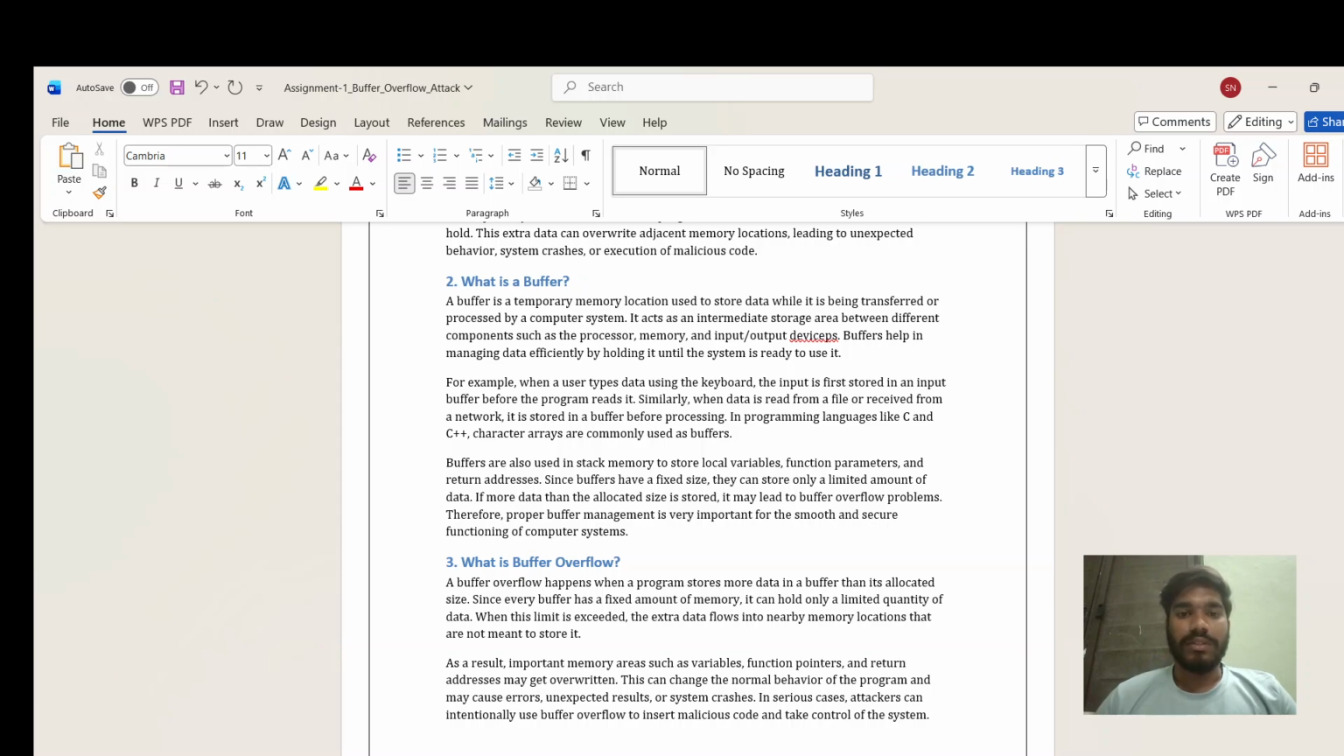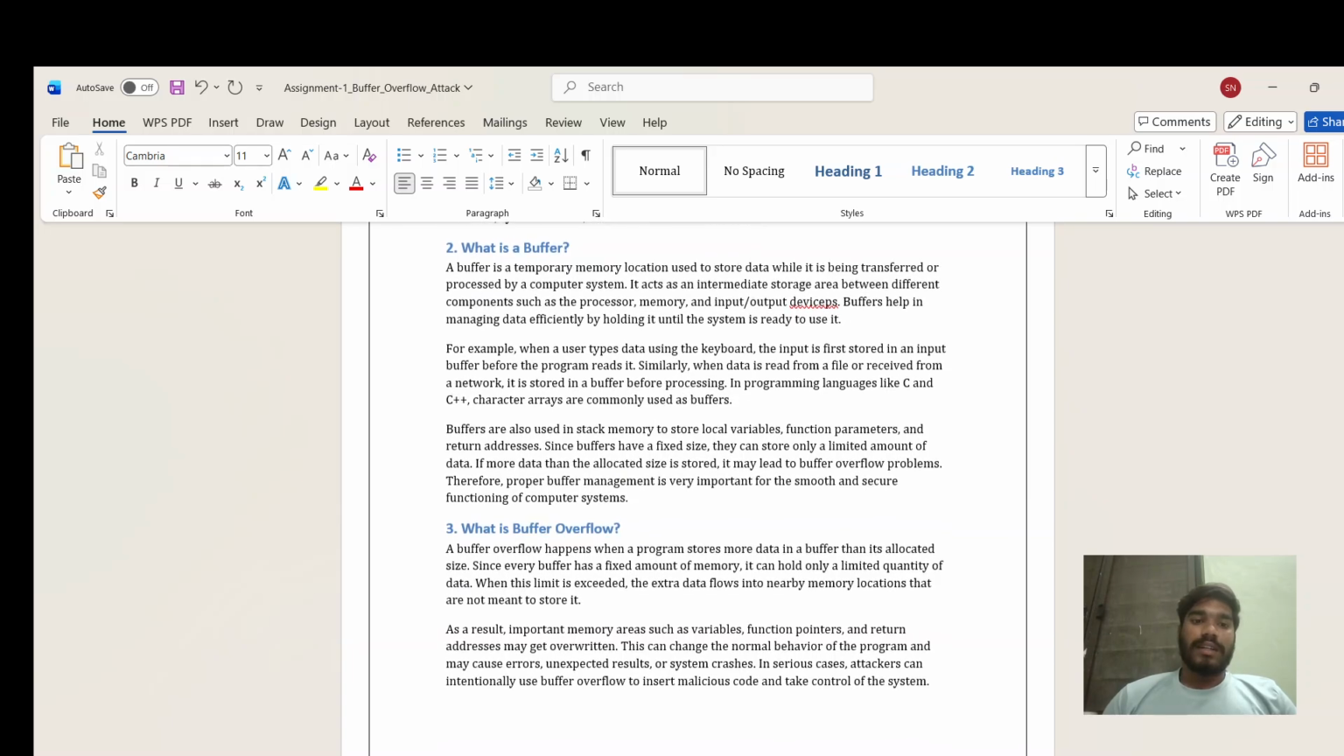For example, when the user types data using the keyboard, the input is first stored in an input buffer before the program reads it. Similarly, when data is read from a file or received from the network, it is stored in a buffer before processing. In programming languages like C and C++, character arrays are commonly used as buffers. A buffer is also used in the stack memory to store local variables, function parameters, and return addresses.